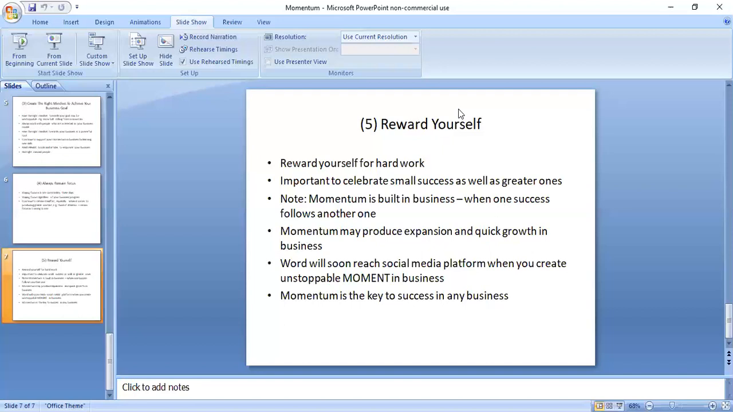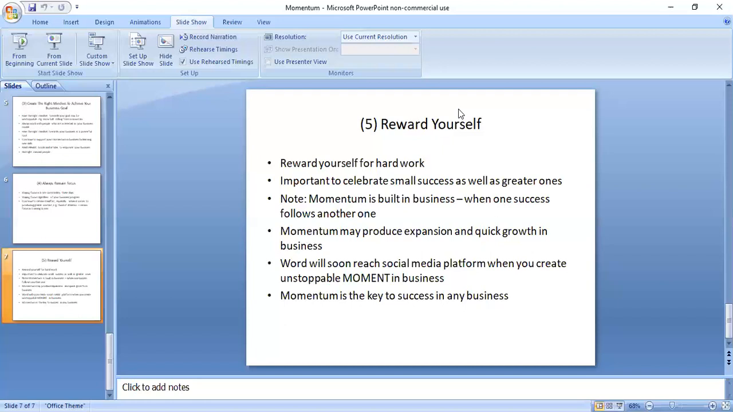It will keep on increasing. It will keep on expanding. And pretty soon, word will reach other social media platforms when we create unstoppable momentum in business. So many people are going to hear about us. We will not have to advertise at that point as we used to in the past, because our name is established, not only in our business, but on the social platforms. So many have heard about us and the expansion of our business, because we have the right attitude towards that momentum which was created in the past.